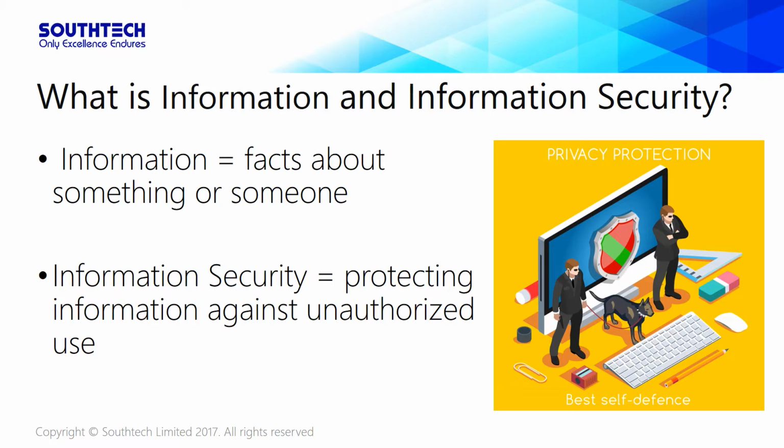So, what is information and what is information security? Well, in the simplest sense, the word information refers to the facts about something or someone, and information security refers to the act of protecting information against unauthorized use. Information security also suggests that our privacy is protected.